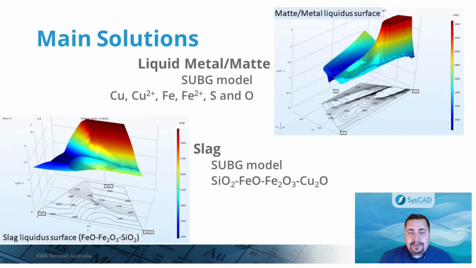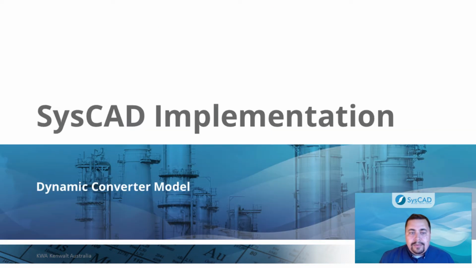Similarly, the calculated slag liquidus projection and isotherms for the iron oxide, hematite, and silica system is shown in the bottom left image. The low temperature melting zone and spinel saturation surface that is typical of the copper converter process is clearly seen in the 3D liquidus temperature plot. Once the thermodynamic system is defined and the ChemSage input file is created and validated, it is possible to start building the SysCAD model.